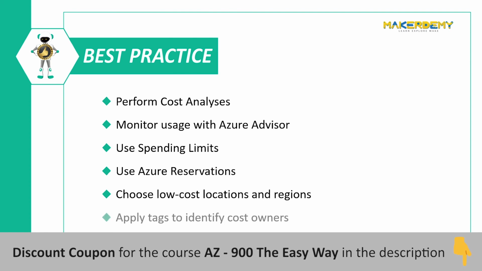Apply tags to identify cost owners. Different organization teams will use a single Azure subscription. The costs for the different teams may vary. To identify the teams generating higher costs, tags can be applied, and then that particular team's resources can be analyzed to reduce the cost. These are the various options through which you can minimize cost.